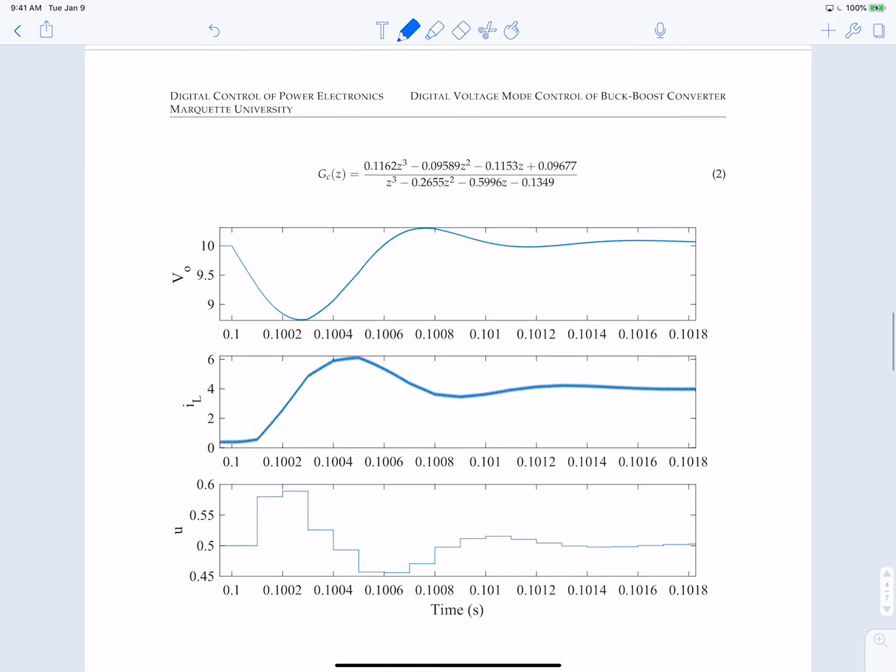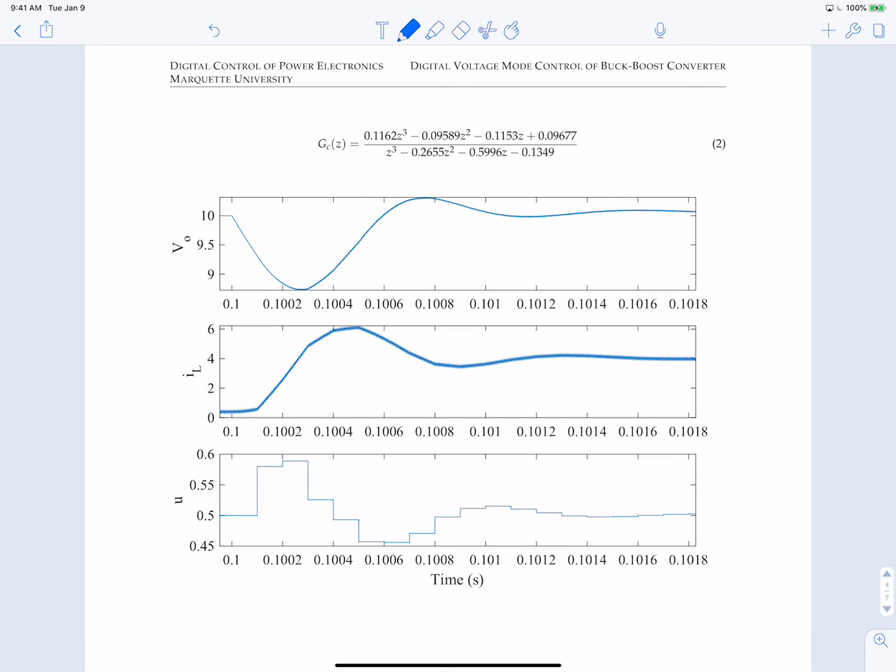Now here's the same simulation, except we're at 10 kilohertz and we're using the Tustin approximation. And you can see that in this case, the output voltage does decrease, but it comes back and ends up settling. So this one, although not perfectly damped by any means, is stable. It will stabilize, but it rings a little bit longer. So there's not a lot of damping here.